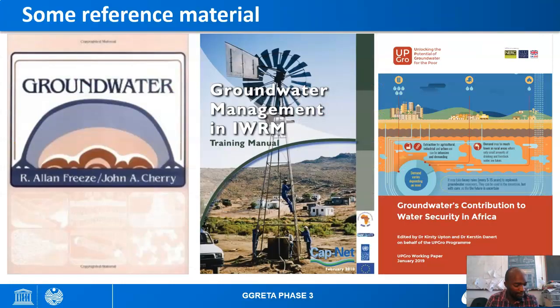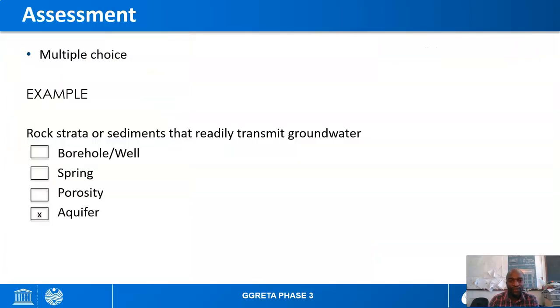Okay, and these are the key texts that I would like you to look at for references. Freeze and Cherry is now free and can be available for download. There's also a very nice training manual that has been produced through CAPNet and, of course, AGWNet on groundwater management in IWM, also a very good, useful source of information. And then there's also a publication done by UpGrow, which is also very nice for reference material.